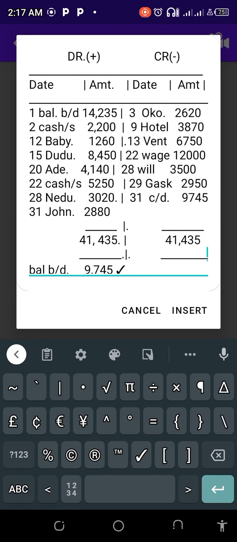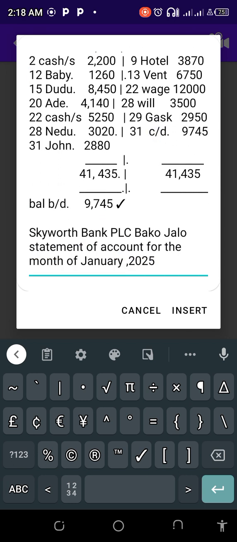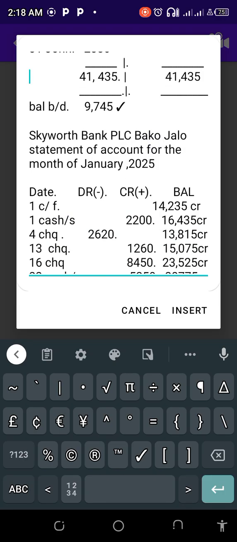Now let's go. This is the balance brought down. That is the balance brought down from previous months to January 1st, and so it's supposed to be on the credit balance in the bank statement, and that one is found here. It's on the credit balance. That is the balance brought forward. It's neither on the debit side nor the credit side, so it is shown as a balance.